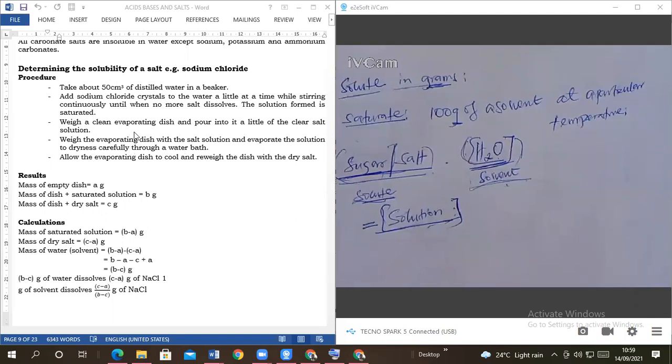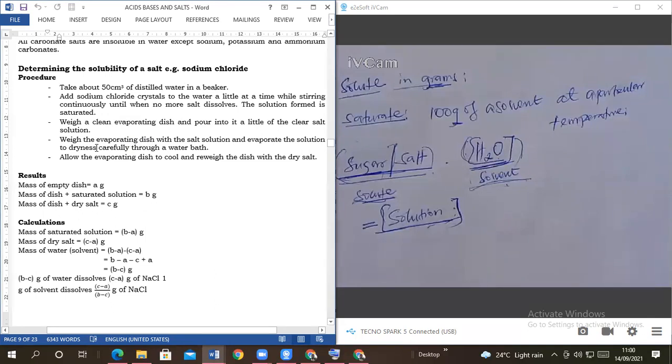We are trying to form crystals from the solution. Allow the evaporating dish to cool and reweigh the dish with the salt. Now here we evaporate to dryness. When we are forming salts by crystallization, we don't evaporate to dryness. We saturate it by evaporating to a point where crystals start forming. Now at this stage, we don't need the water in the salt.